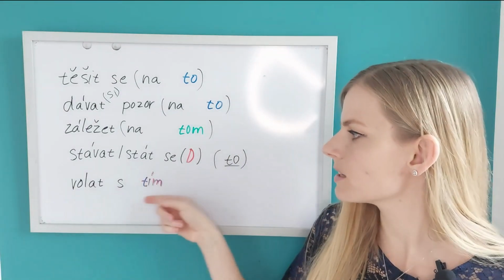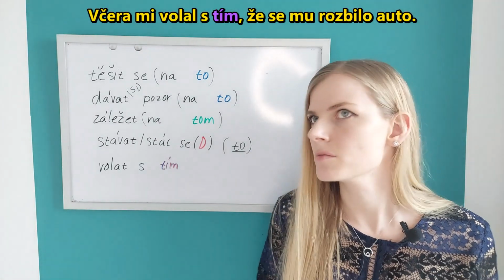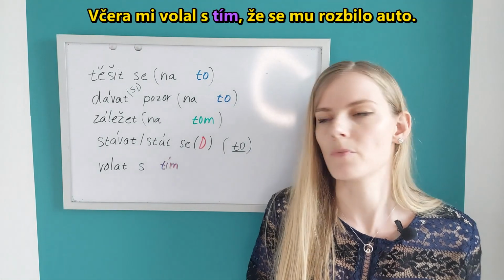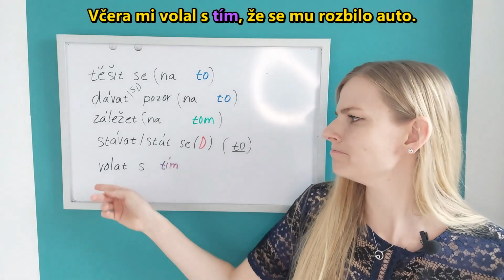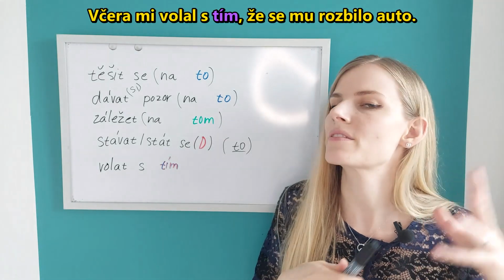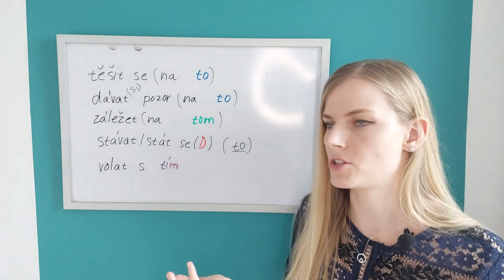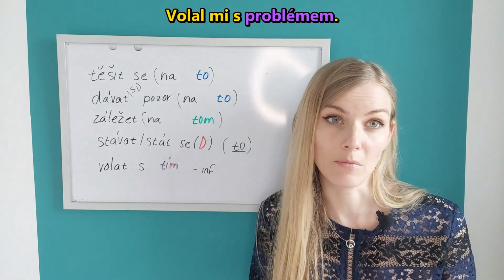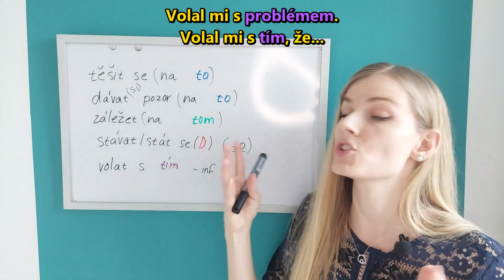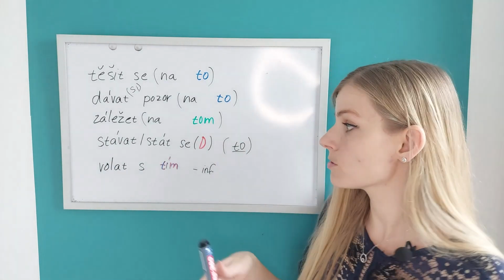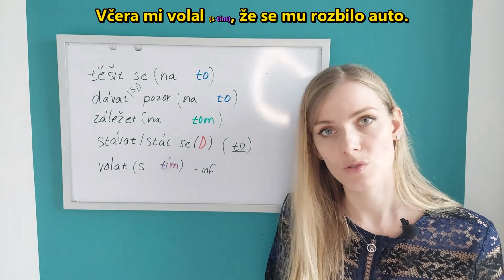And the last one is something that's very informal. Včera mi volal s tím, že se mu rozbilo auto. He called me yesterday saying his car broke down. So he called me with that, with the information that. But you can hear it in informal Czech. You could say volal mi s problémem. He called me with, like, about a problem. Or volal mi s tím, že blah blah blah. And we can also leave this out. Včera mi volal, že se mu rozbilo auto.